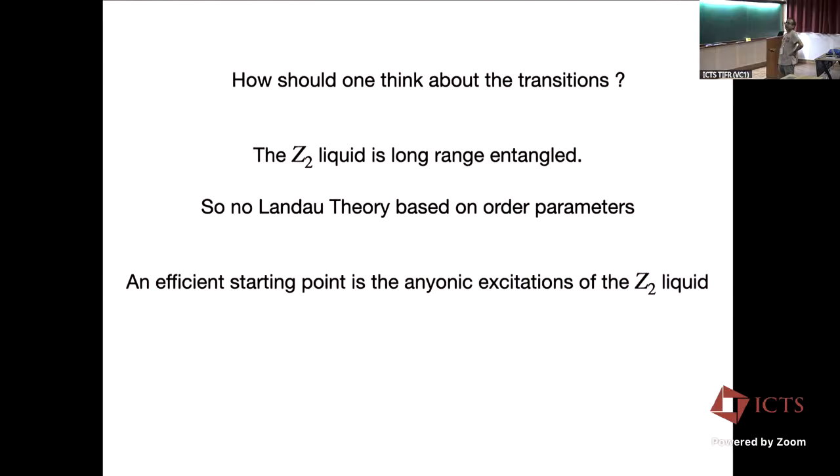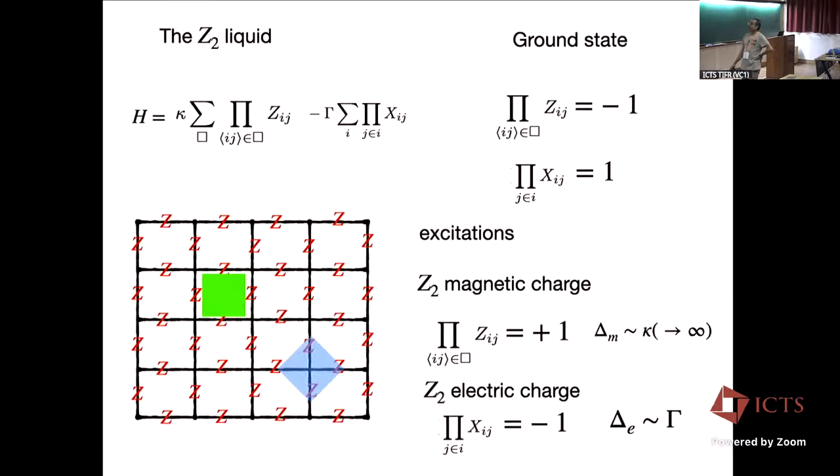And since the Z2 liquid is long-range entangled, the usual Landau theories based on order parameters do not work, because the Z2 liquid, as I'll show you, has anyonic excitations, and any Landau theory based only on order parameters completely misses the Z2 liquid. Okay, so let's try to do that.